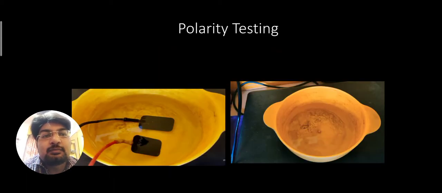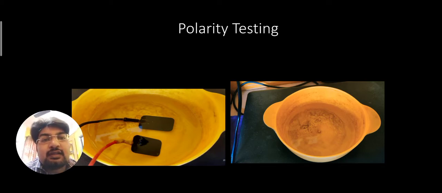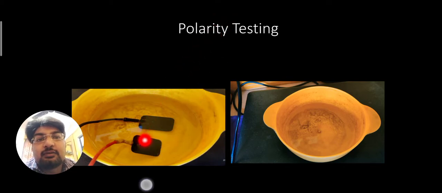Now in the next part, you will be seeing the polarity testing. Here there is an image where there is a bowl with water, and two electrodes are immersed into the water. One will be the cathode and the other the anode. In polarity testing, you have to find out which is the anode and which is the cathode. Usually you can use the metal electrodes for polarity testing.